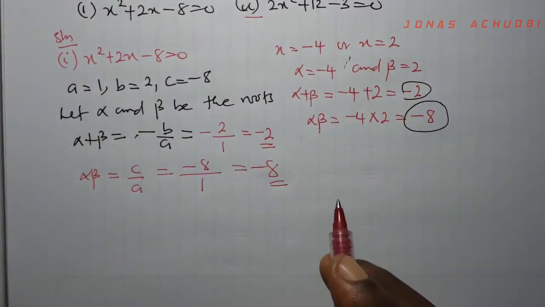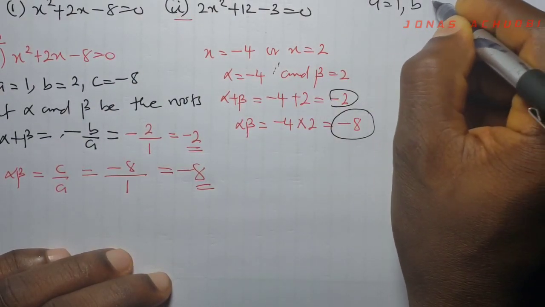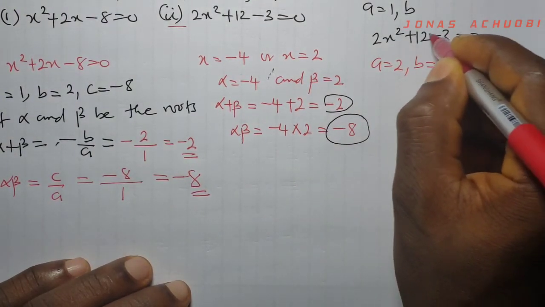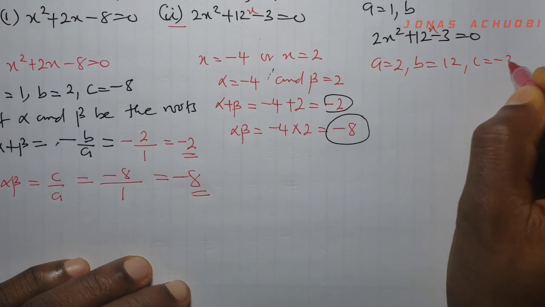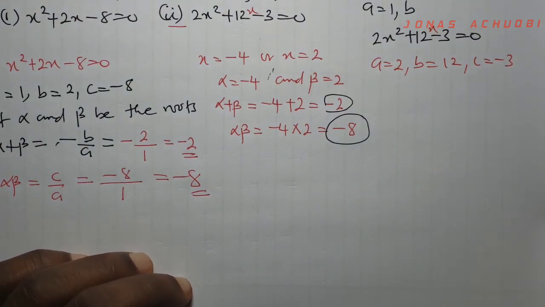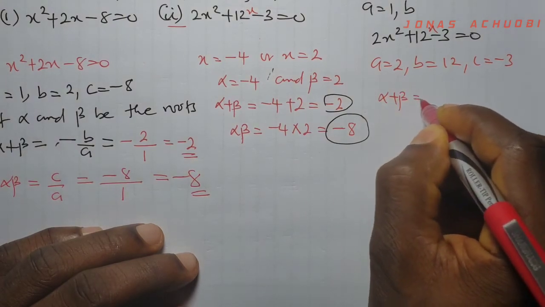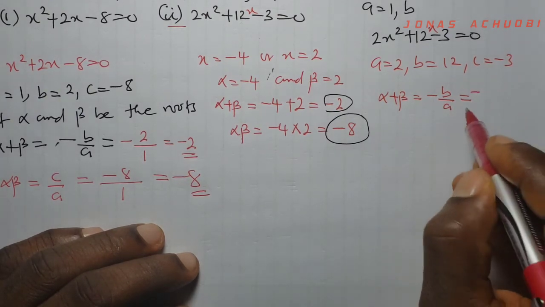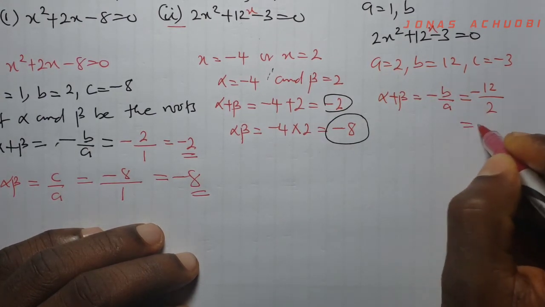So let's solve the second problem, or second example instead. So here a is 2, b is 12, there's an x here, b is 12, and our c is negative 3. So let alpha and beta again be the roots of this equation. We don't know what they are, but let's just call them alpha and beta. Then we know that alpha plus beta is minus b over a. So that is equal to minus b, which is 12, over a, which here is 2. That gives us negative 6.